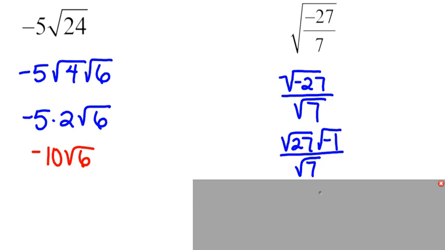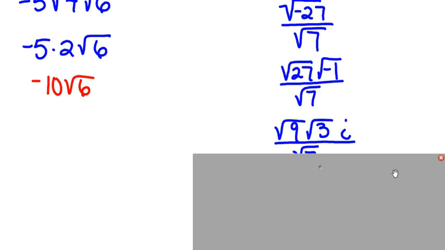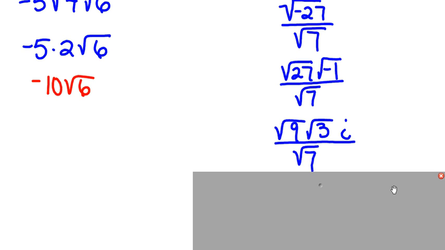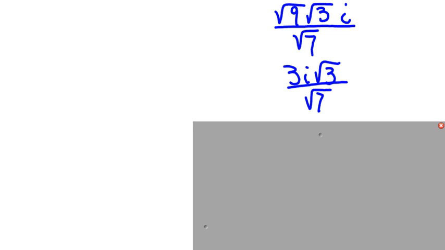So we know that the square root of 9 times the square root of 3 times i is in the numerator, the square root of 7 is in the denominator. The square root of 9, that's our perfect square, has a value of 3. So in our numerator, we've got 3i times the square root of 3. All that's being divided by the square root of 7. So the numerator is simplified.